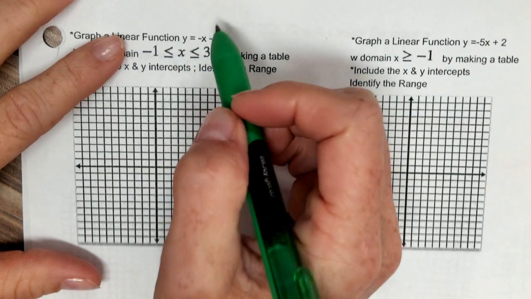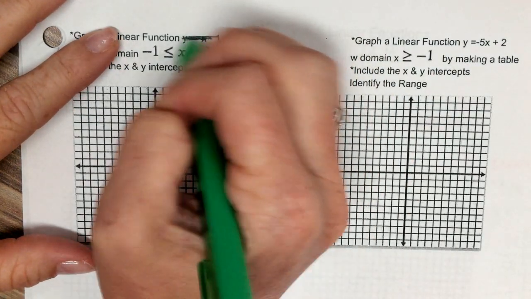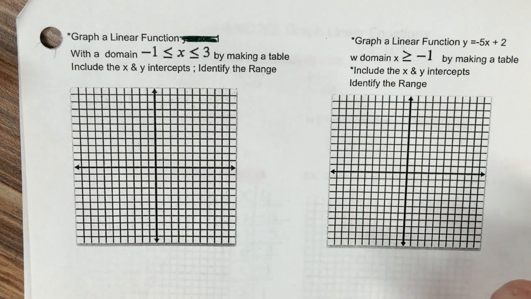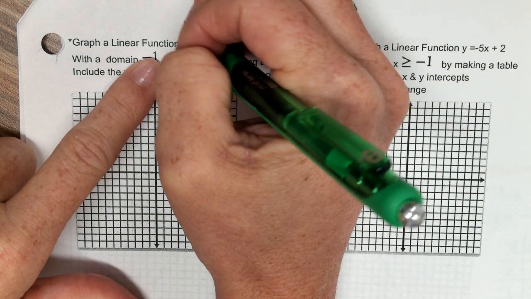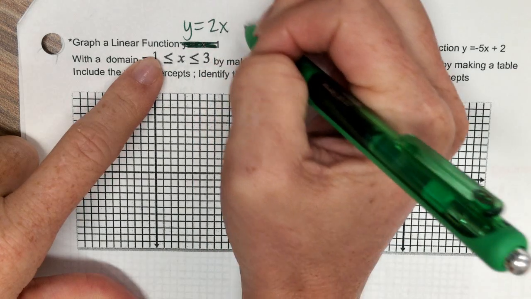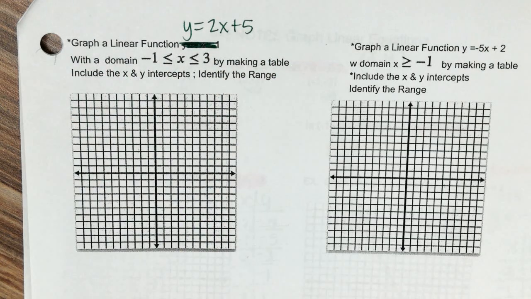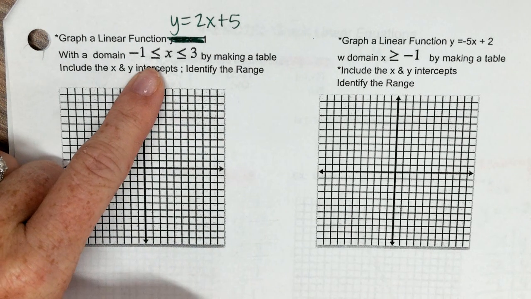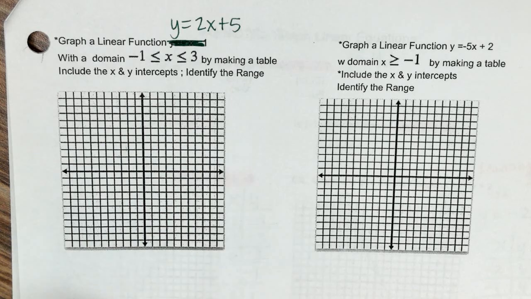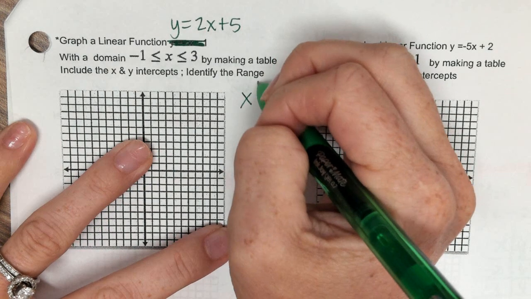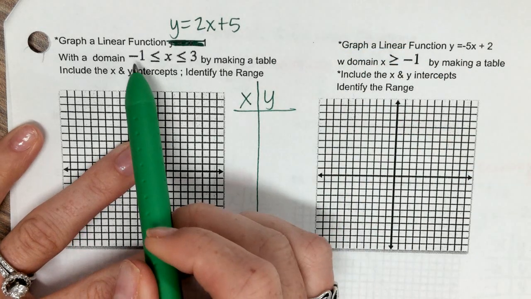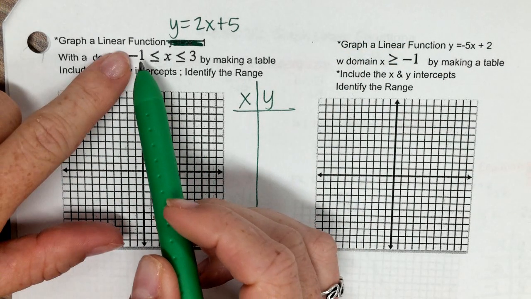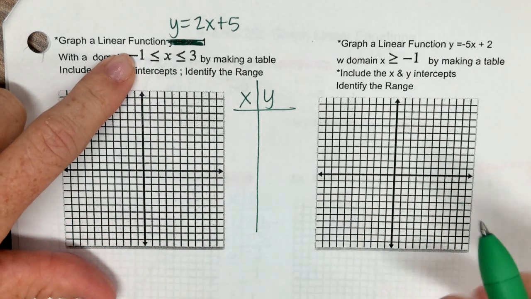Okay, go to the next page. This is a typo up here. Cross this function out. We're going to change it. It's the same one we just did. So we're going to change this equation to y equals 2x plus 5. All right, so look at the stipulation. How many are there? So is it going to be a ray or a segment? Segment. All right, let's make our table. What does my domain have to go from? -1 to 3.